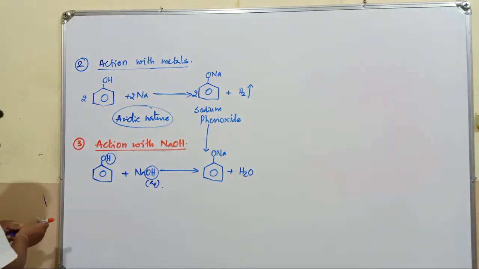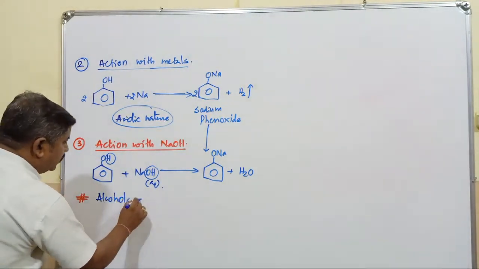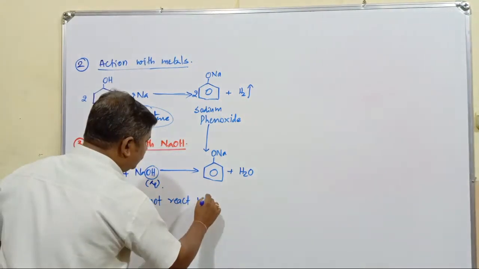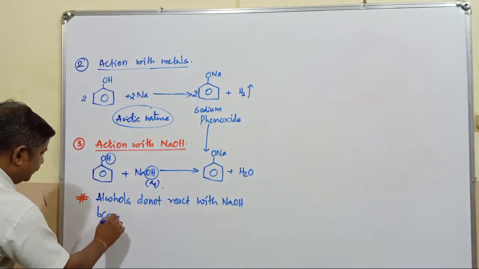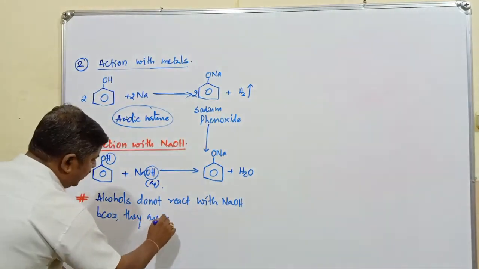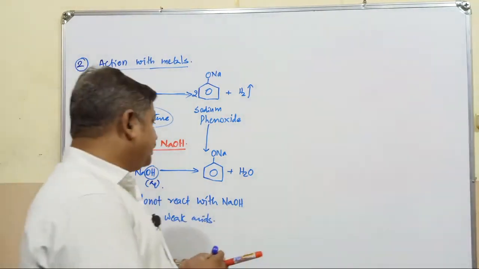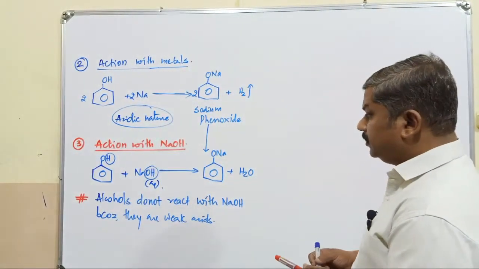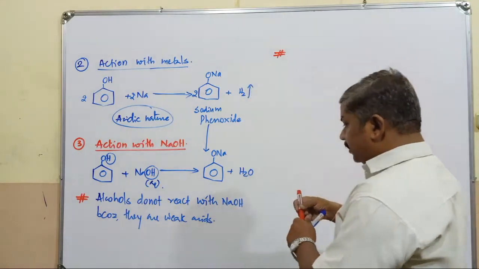But there is an important point to be noted here. Important point number 1: alcohols do not react with sodium hydroxide because they are weak acids. Alcohols do not react with sodium hydroxide, but phenol does. The main reason is that alcohols are weakly acidic in nature.